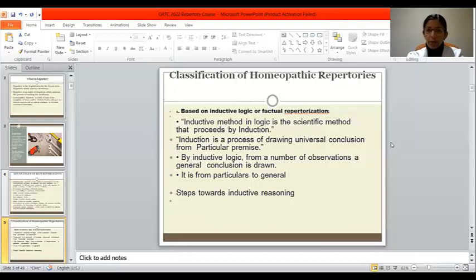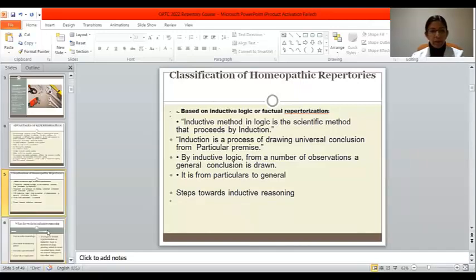So how do you classify homeopathic repertories? The classification of homeopathic repertories is based on two things. First, it is based on inductive logic or factual repertorization. This term, factual repertorization, I learned from Dr. Kalathia sir's repertory course last year. So inductive logic is a scientific way where a universal conclusion is drawn from particular premises.